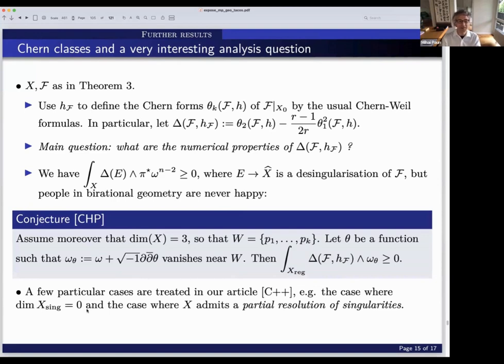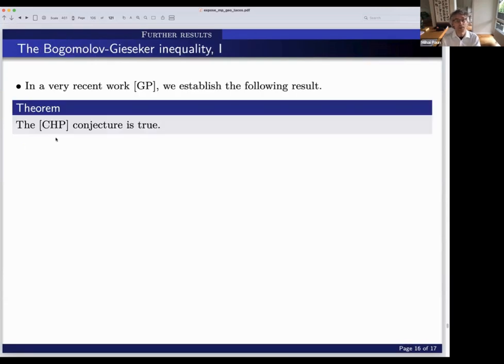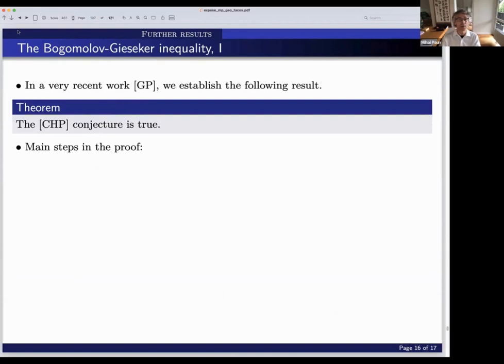What happened here is that in our initial paper, we treated some particular cases, where the dimension of X_sing is 0, or where X admits the so-called partial resolution of singularities, which is a result which was established in the meantime. But then in our work with Henri, we show that actually this conjecture is true by purely analytical methods. And this is what I would like to discuss next, in the remaining 5 minutes, let's say.